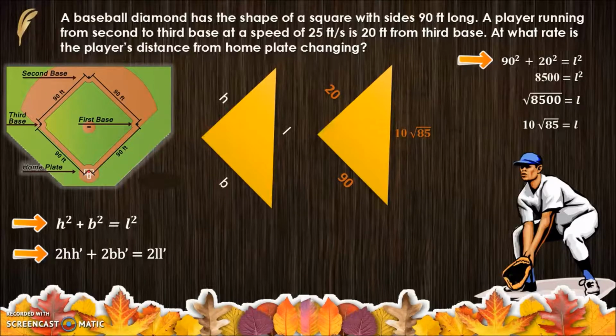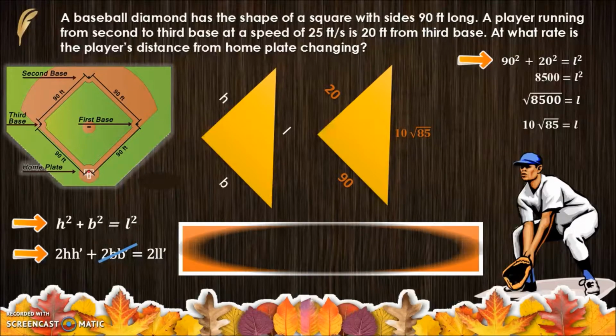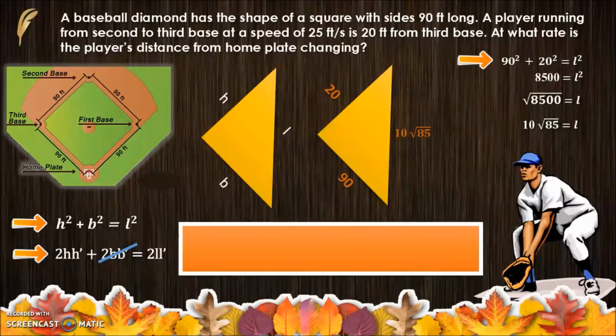Something that we can notice in here is that B, which stands for base and is 90, is a variable that is not going to change because the length of the side of the diamond is always going to be 90. So we can cancel that out. Now that we cancel that, we can see what variables we're going to need. In this case, we're going to need h, we're going to need h prime, we're going to need l, and we're going to need l prime.